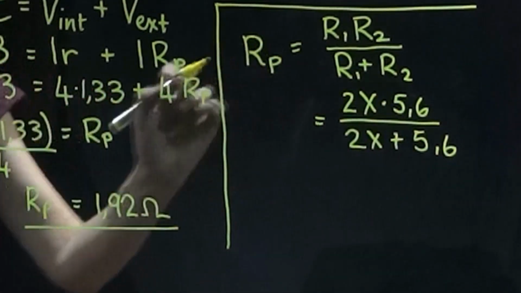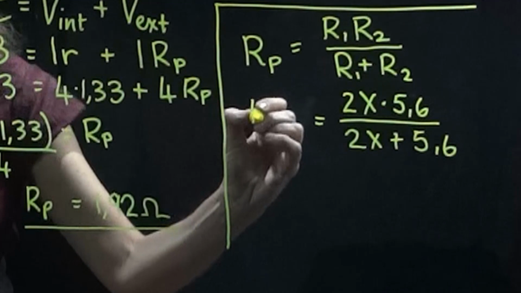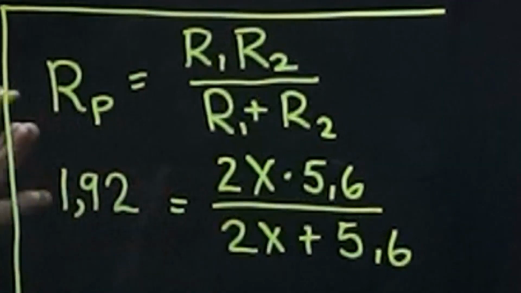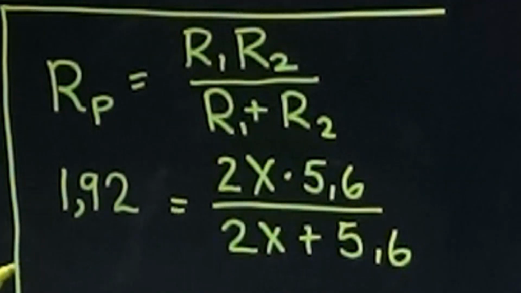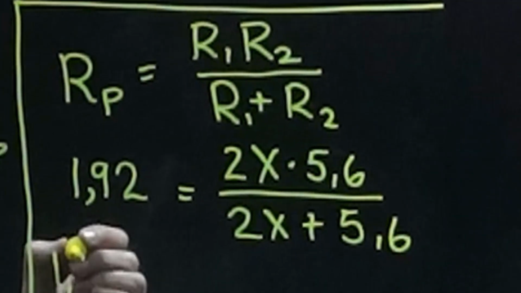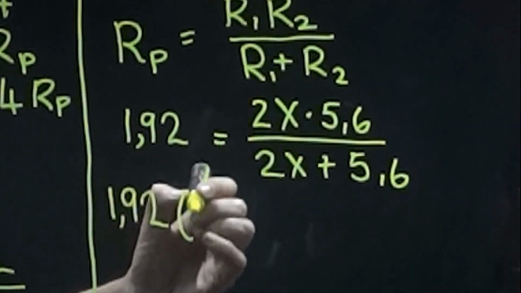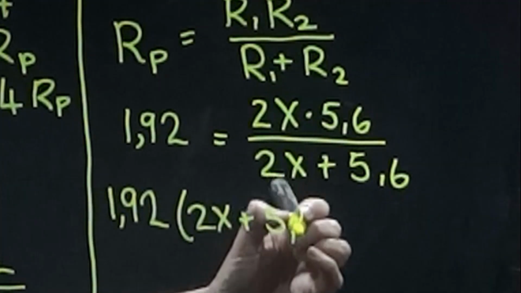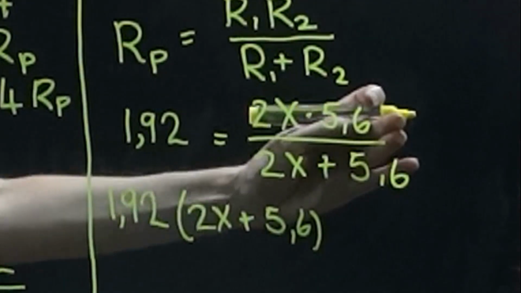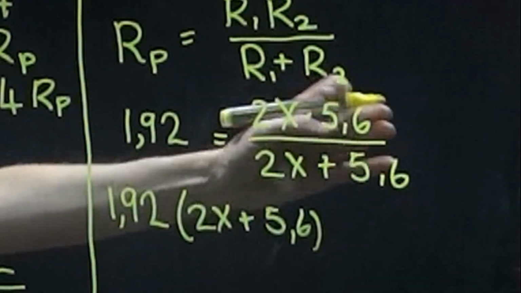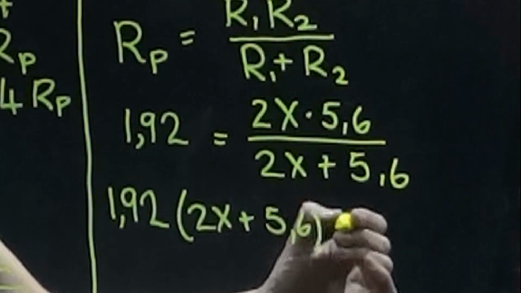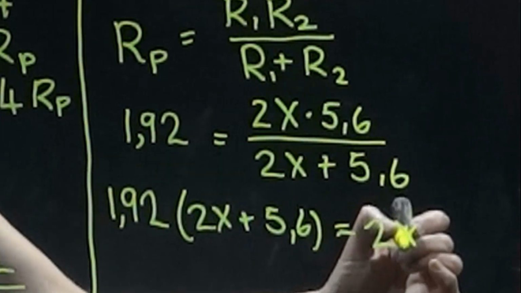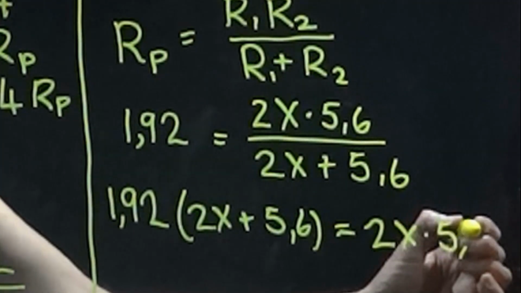And we know the value of RP. It's 1,92 ohms. So let's multiply both sides by 2x plus 5,6. 1,92 multiplied by 2x plus 5,6. And of course, when we multiply this right-hand side by that, that cancels, getting rid of the bottom of the fraction, leaves 2x times 5,6.